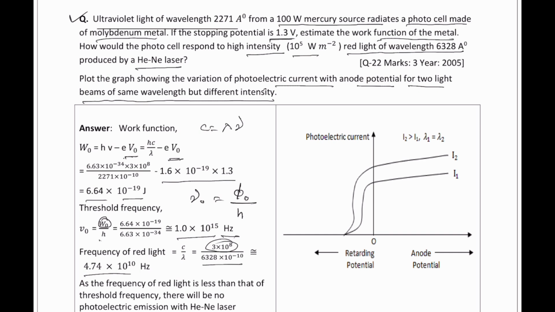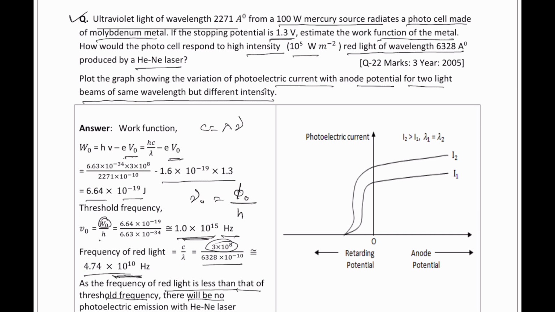So let us compare these two frequencies: 1 into 10 to the power 15 and 4.75 into 10 to the power 10. Which one is less? This is less. This is higher, 10 to the power 15, this is 10 to the power 10. So as the frequency of the red light is less than the threshold frequency, there will be no photoelectric emission with a helium neon laser, because it is not imparting enough energy to overcome the work function, correct.